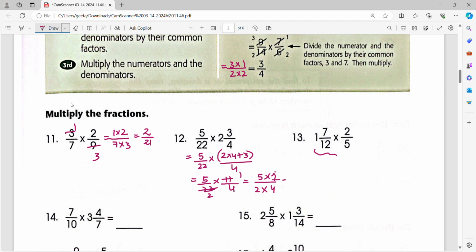So what is your final answer? 5 into 1 is 5 over 8. Very right. Okay. Can you please read question number 13 for me? Can you solve this mixed fraction, 1 and 2 over 7 by 12?